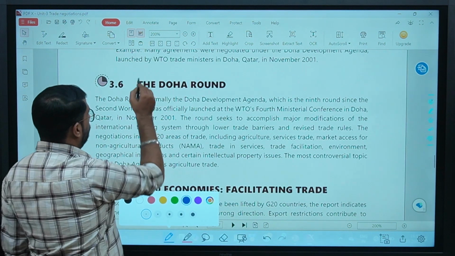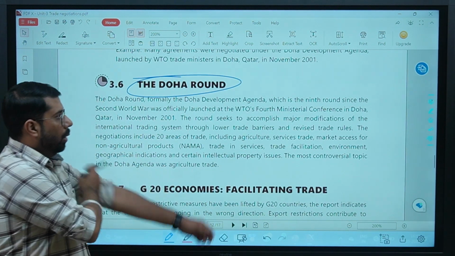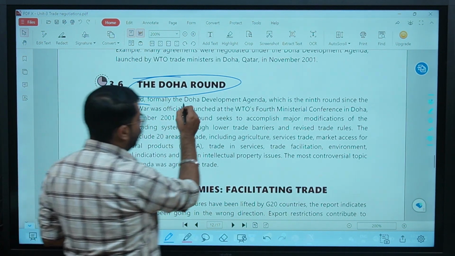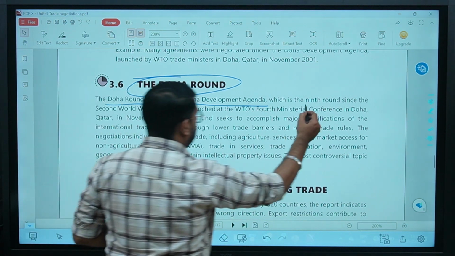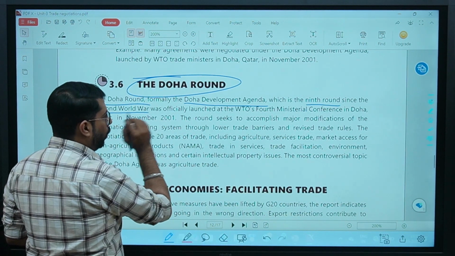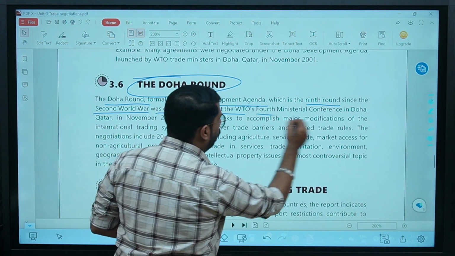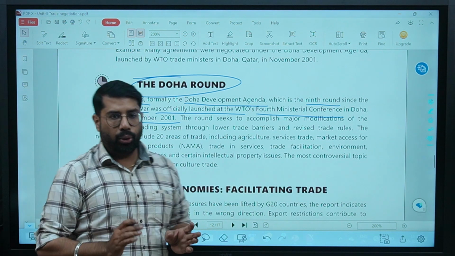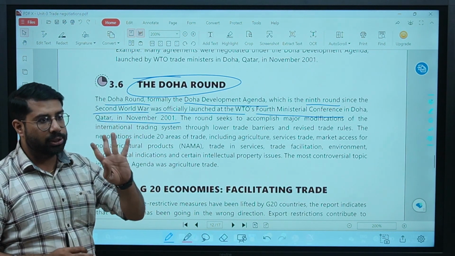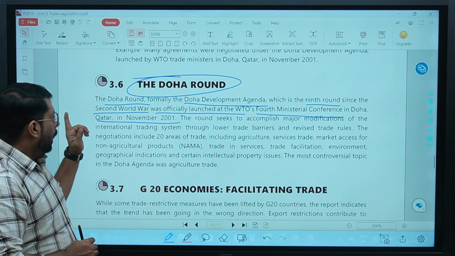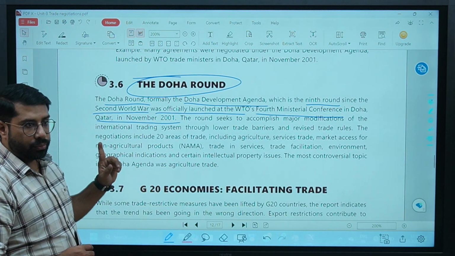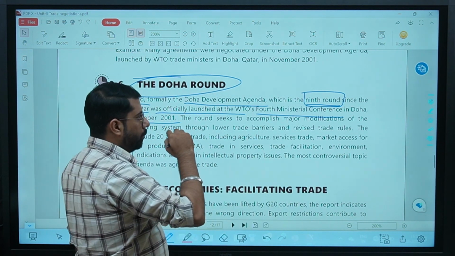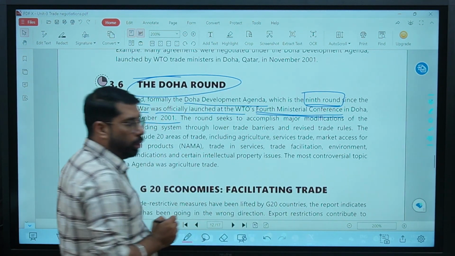Guys, we have this Doha round. This Doha round, which is formally known as the Doha Development Agenda, which is the 9th round since the Second World War, was officially launched at the WTO's 4th Ministerial Conference in Doha, Qatar in November 2001. I told you that this is the 4th Ministerial Conference that happened in Doha. After the Second World War ended, since then it is the 9th meeting, which was the 4th Ministerial Conference of WTO.